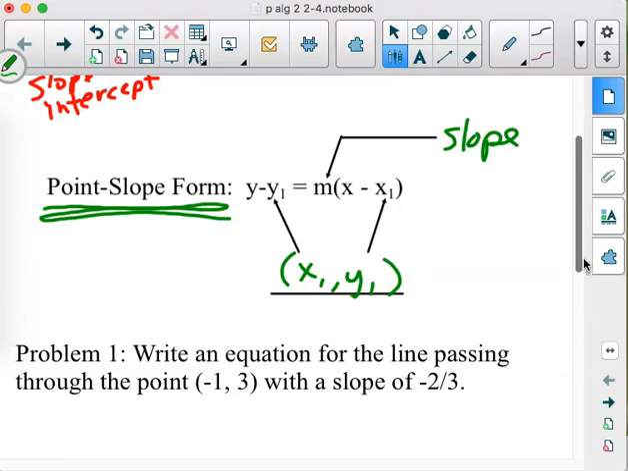Now, that brings us to the interesting part of point-slope form, which is this. I have a question for you. How many points are on a line? How many? More. Let me talk you through it. A line has arrows at the ends, right? What do those arrows mean? It goes on forever. There are an infinite amount of points on a line.